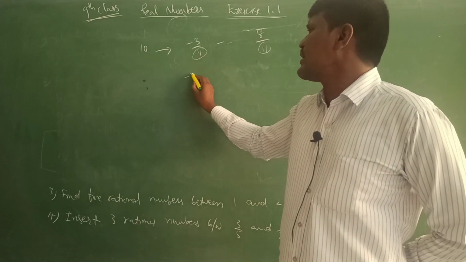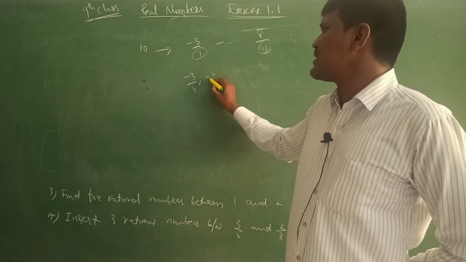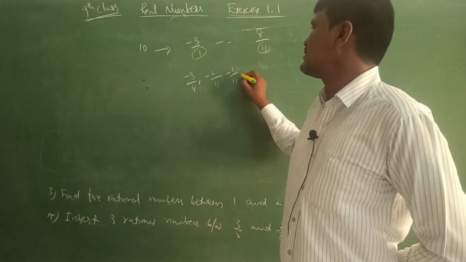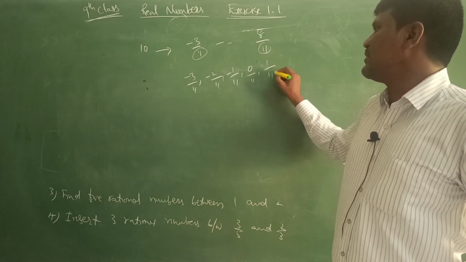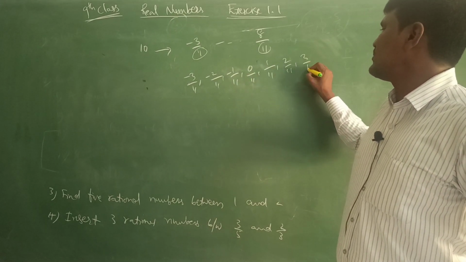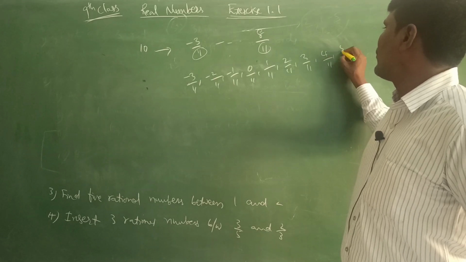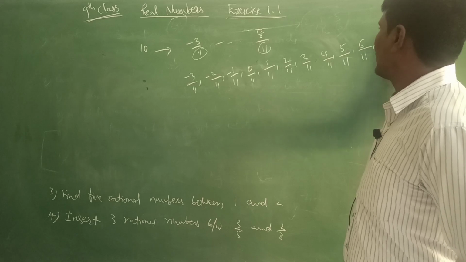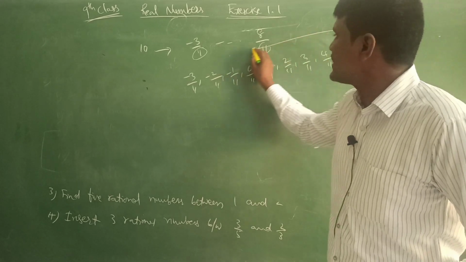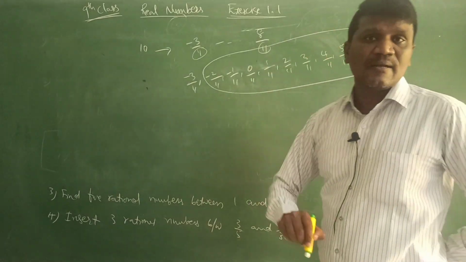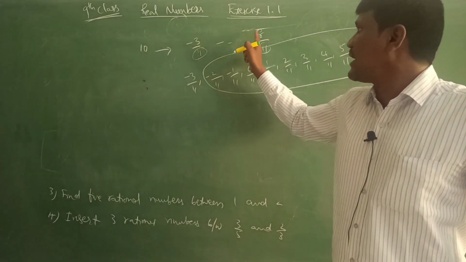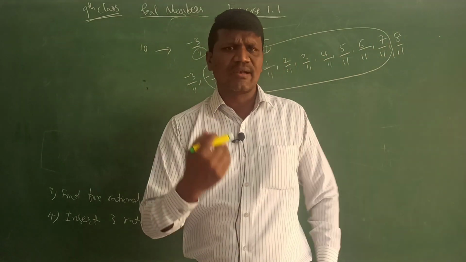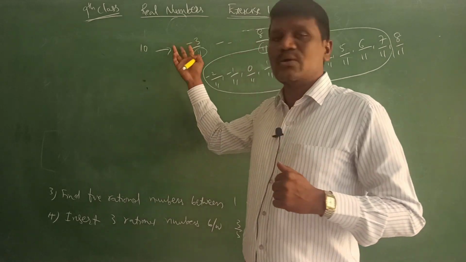So directly you can write: after -3/11, -2/11, -1/11, 0/11, 1/11, 2/11, 3/11, 4/11, 5/11, 6/11, 7/11 and 8/11. So these are the 10 numbers between -3/11 and 8/11. Directly you can write. Okay, so this is about these problems.